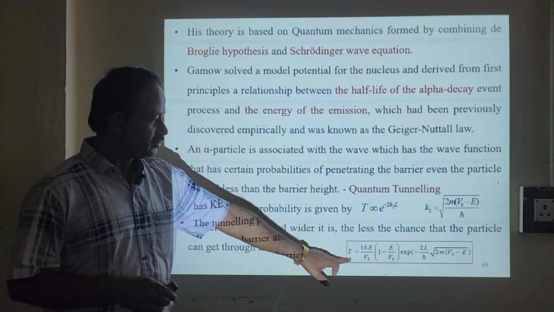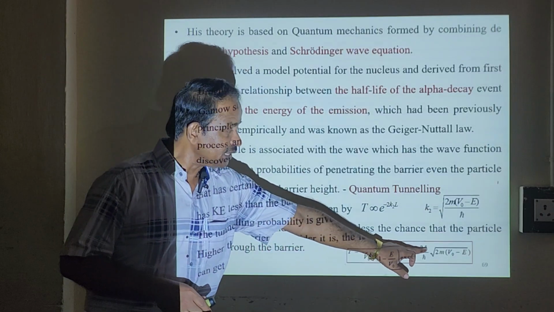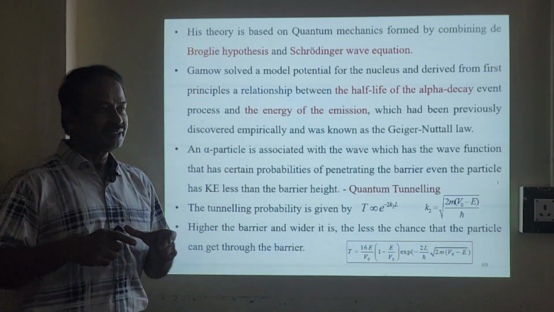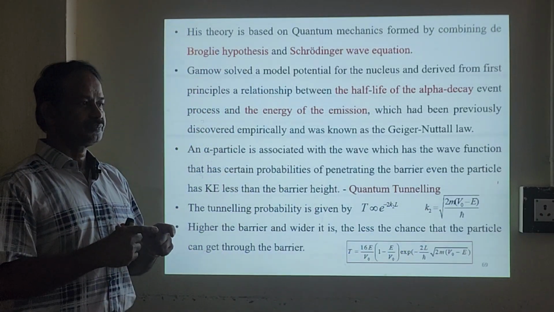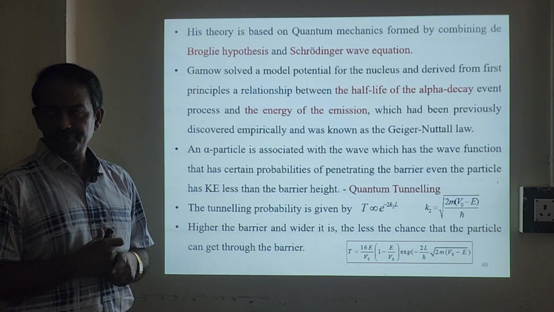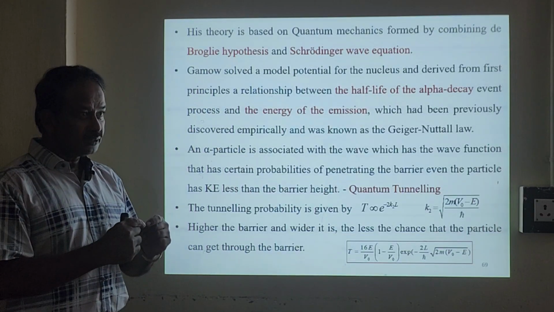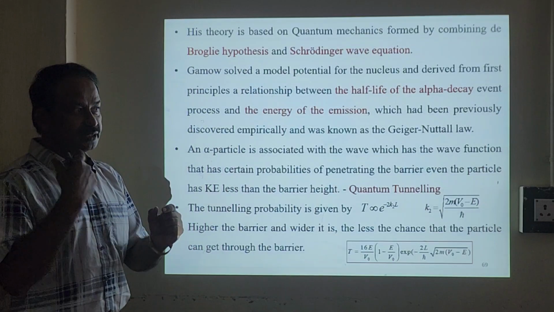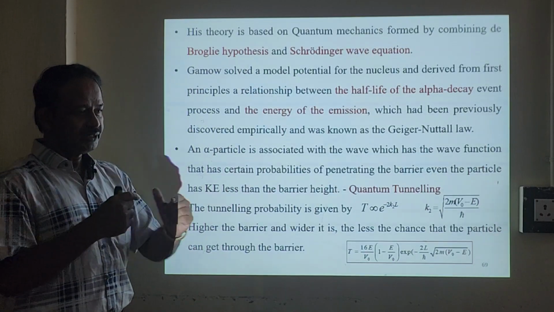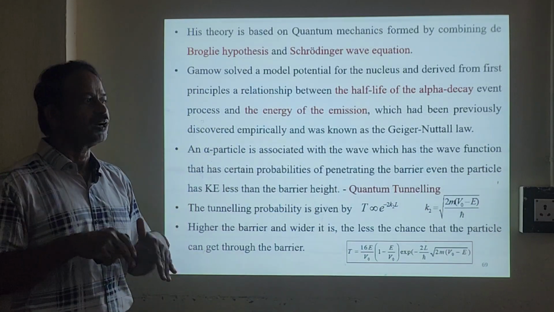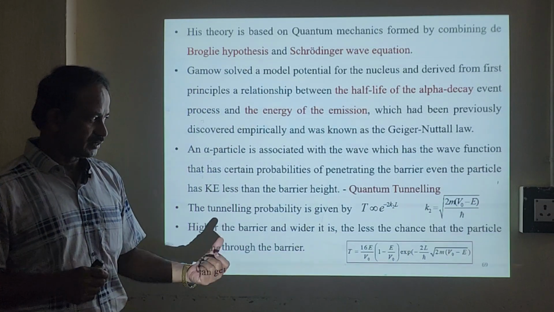Just look at T. It mainly depends on the width of the barrier. If the width of the barrier is very small, the tunneling probability is very high. If the width is very large, tunneling will be small. So this is what we studied in the last class.